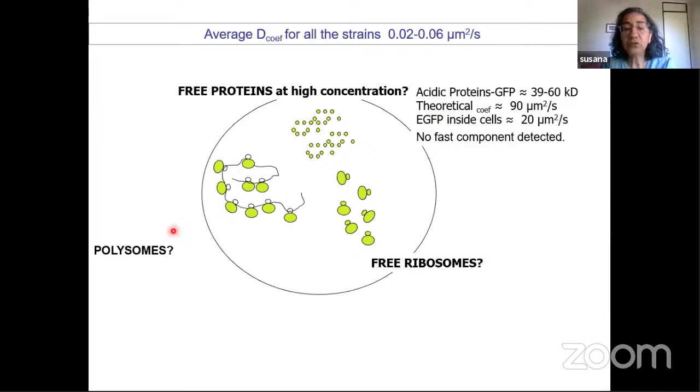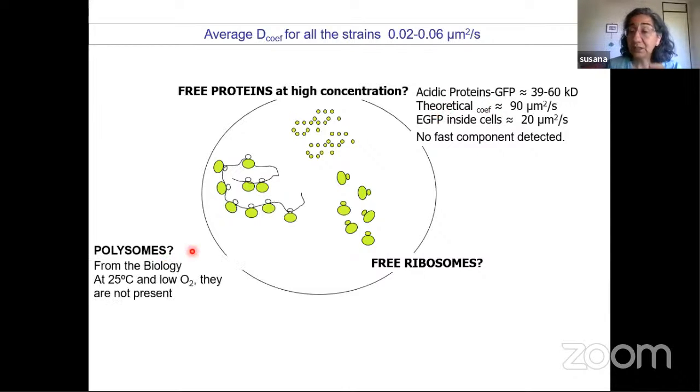Now, they can also be polysomes that are really slow, and since there are so many, the G0 is pretty low. But what happened is that from our biologist collaborator, we have the cells at 25 degrees, and the oxygen inside that gel that we put them in is pretty low. So they're not supposed to be present there. We don't think we have polysomes.